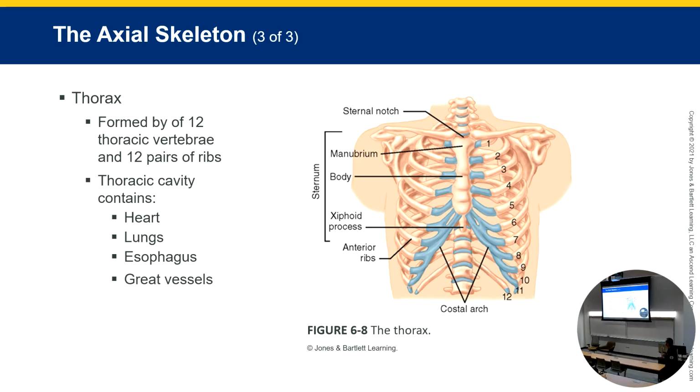Now, in terms of the sternum, it is comprised of 3 different parts. You have the very superior portion. We call that the manubrium. Then you have what's called the body of the sternum. And at the most inferior portion, you have a little cartilaginous tip, and we call that the xiphoid process.